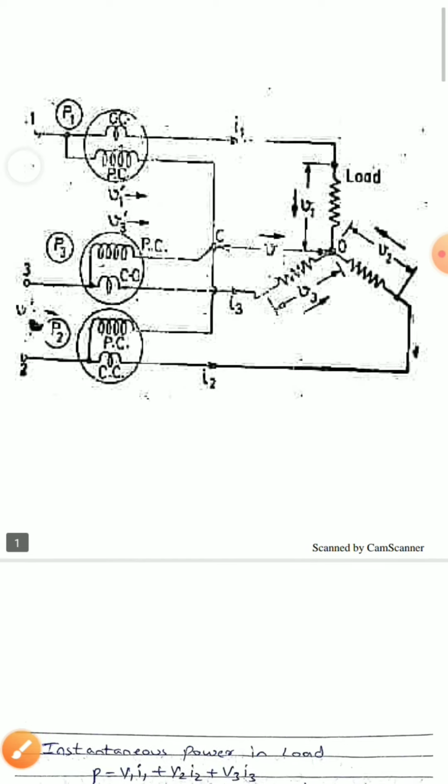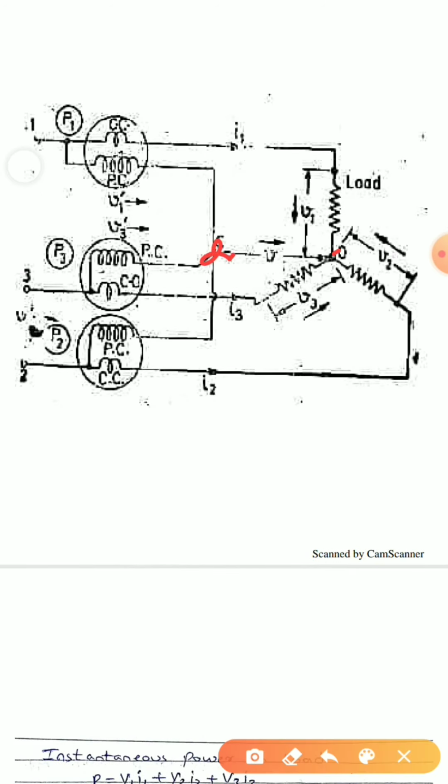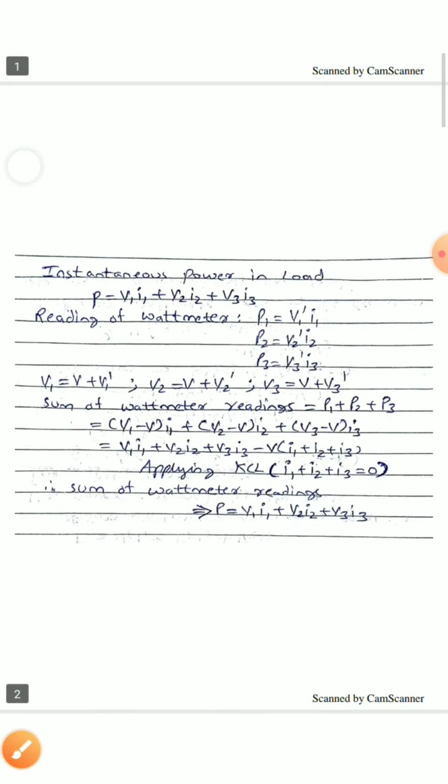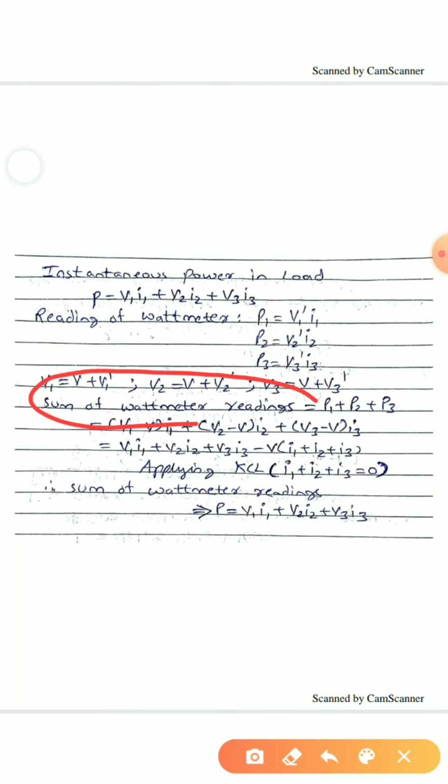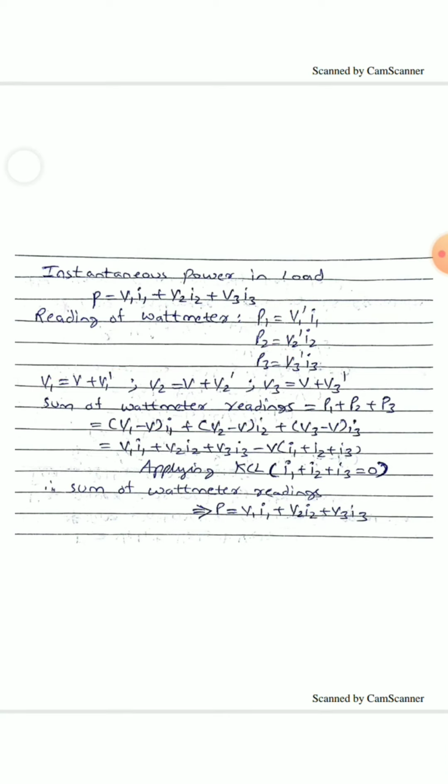Why? Because the common point that I have selected is not the neutral point of my star connected system. Now, to find out the sum of the wattmeter readings, I have to add P1, P2, P3, all these 3.